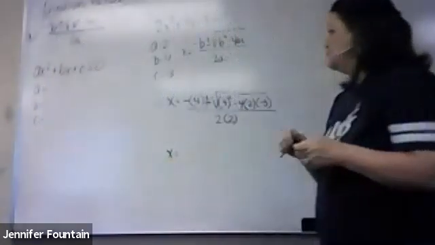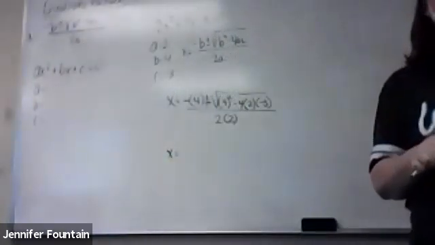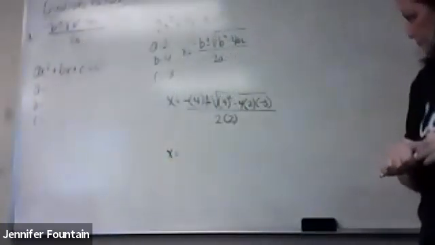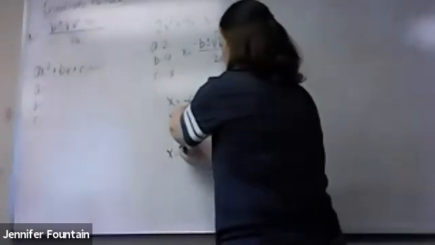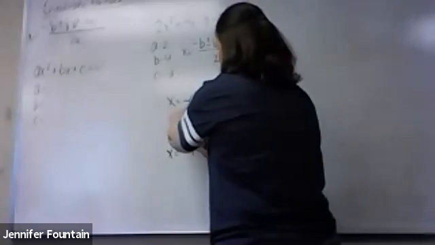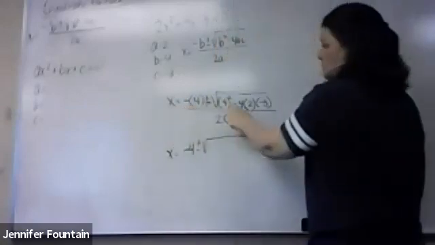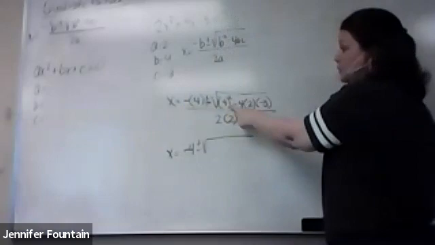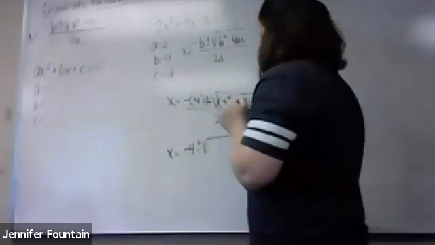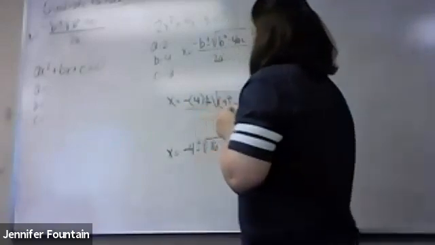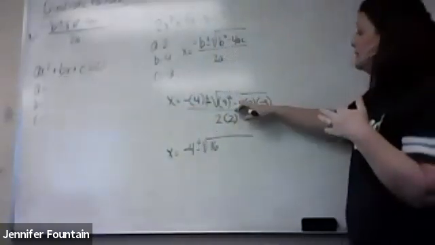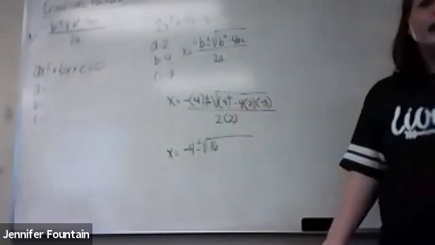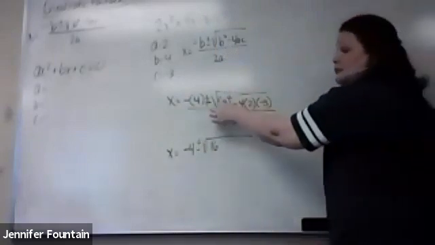What am I going to start simplifying first? 4 squared. So I'm starting in here, and I'm going to rewrite negative 4 plus or minus the square root of. I'm starting under my radical with 4 squared. 4 squared is 16. Now I can do this instead of having to rewrite this again and again. I know that I took care of that first.